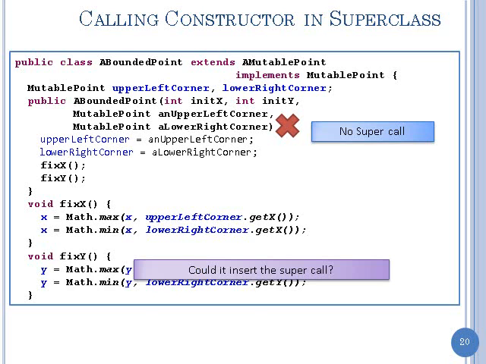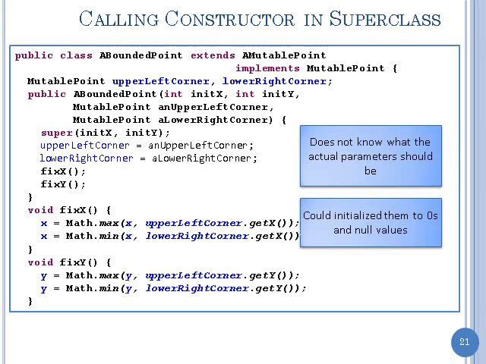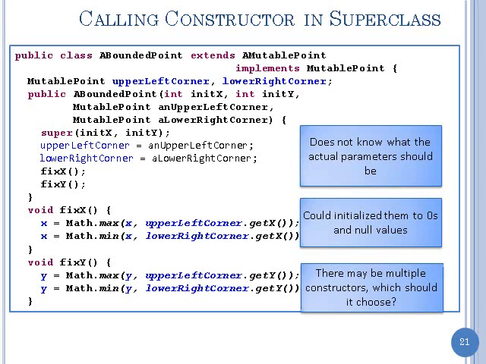I could have a rule, but Java does not know what the actual parameters should be. We could put zeros for the parameter values. I could do that. That wouldn't be such a bad idea, except that I have two constructors there. I have the constructor for Cartesian coordinates, and I have a constructor with polar coordinates. Which one should it call with zeros? Okay? So it becomes very, very confusing. There may be multiple constructors. Which should it choose? So it will force you to put this.